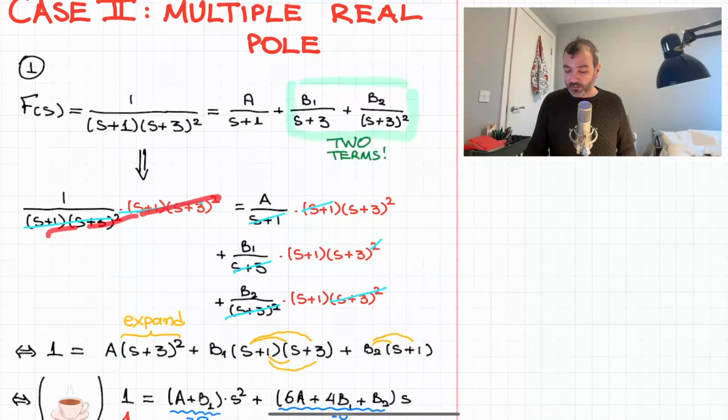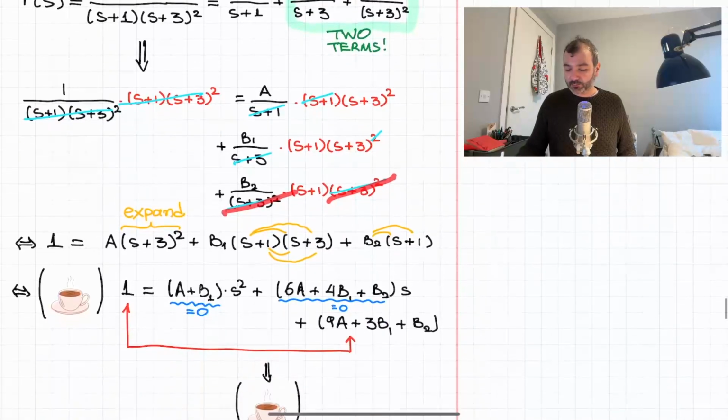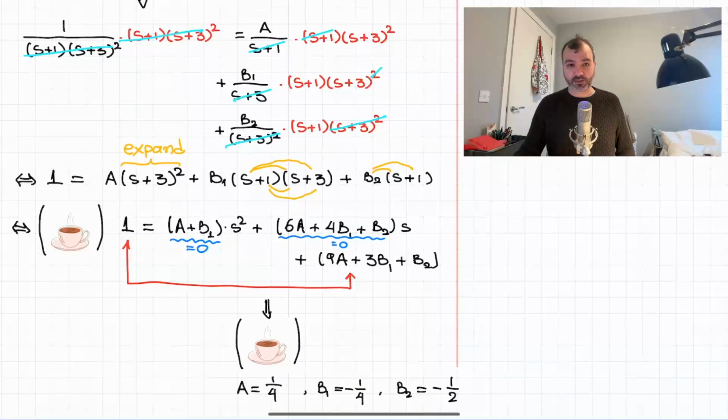So these cancel out, s plus 3 and the square cancel out, s plus 3 squared and s plus 3 squared cancel out. We write it again here neatly. We need to expand this s plus 3 squared, and we need to do some multiplications here. And after we do all this, after a little bit of tedious algebra, we end up with this equation.